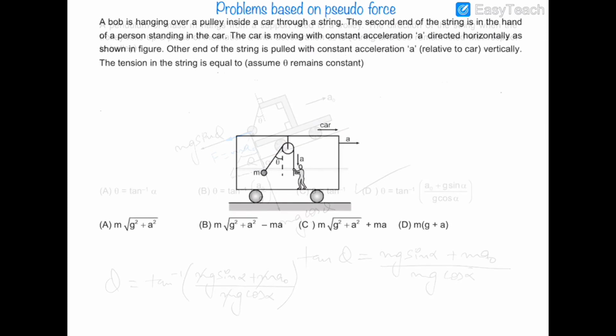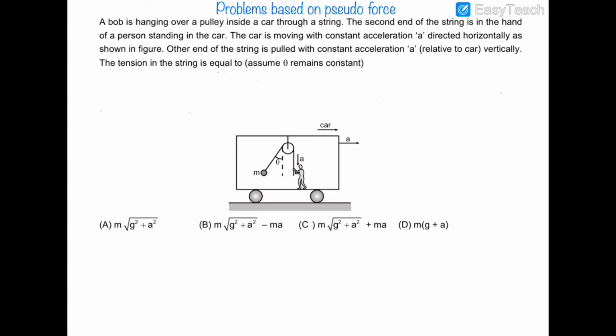Thank you. In this question you can see that there is a man standing inside a cart, and that cart is moving with an acceleration of a in the direction shown. There is a pulley inside the cart, and the pulley is attached to the roof of the cart. Now there is a mass small m on one side of the pulley, and on the other side there is a man who is pulling down the rope with an acceleration of a.